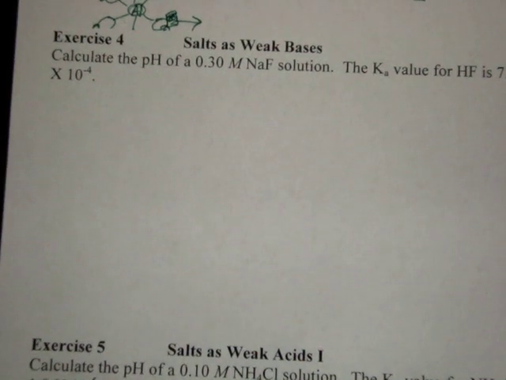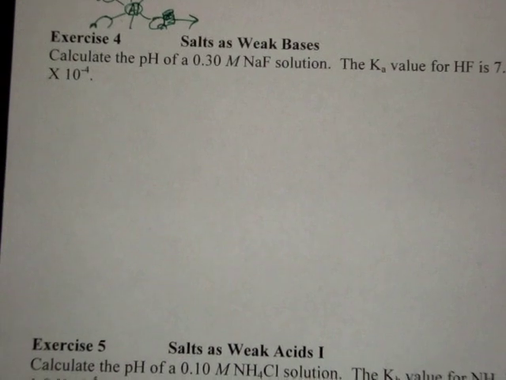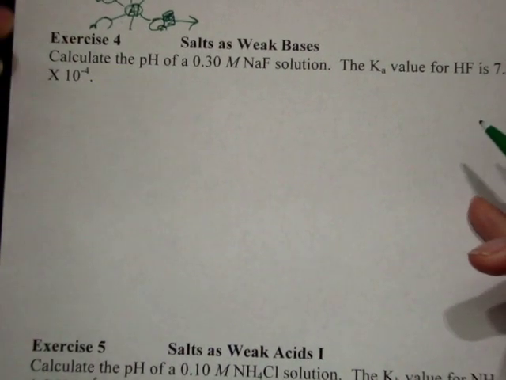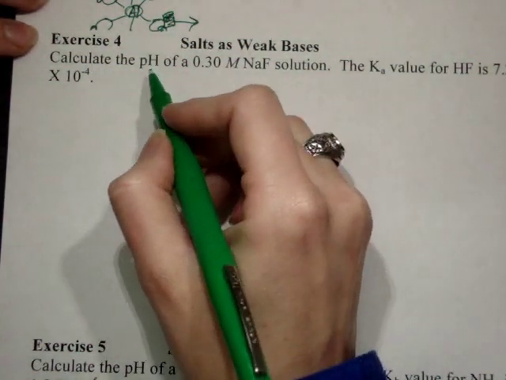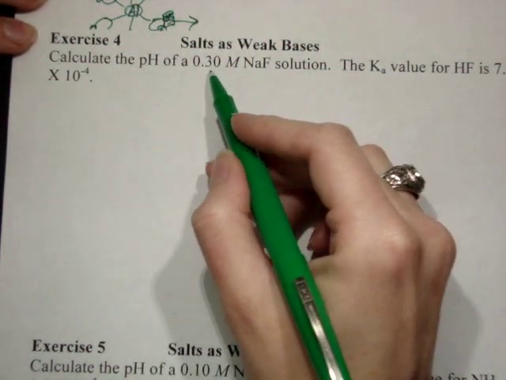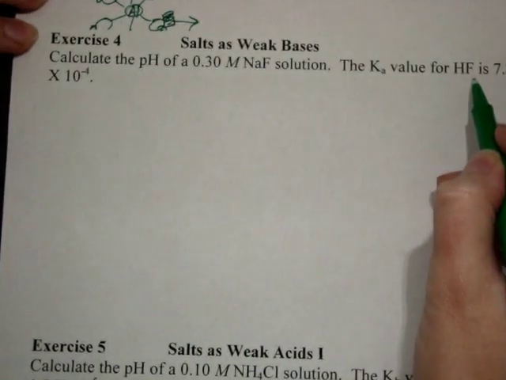All right, for exercise number 4, I'm going to do 4 with you, and then I'm just going to give you the answers for 5 and 6 because they are very similar types of problems. I'll give you some hints though. So we want to calculate the pH of a 0.3 molar NaF solution. We're given the Ka value for HF.